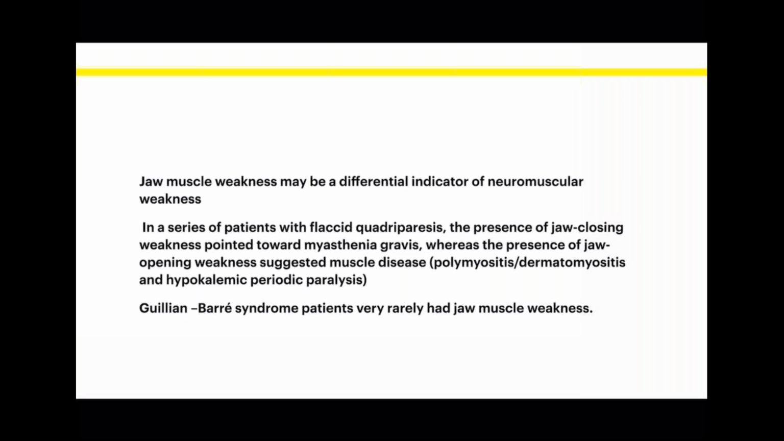So in a series of patients with flaccid quadriparesis, the presence of jaw closing weakness pointed toward myasthenia, as we mentioned, whereas the presence of jaw opening weakness can indicate polymyositis or dermatomyositis, a muscle disease. If it's the opening, but jaw closing weakness is more neurological, with myasthenia. Guillain-Barré syndrome patients very rarely also had jaw muscle weakness.